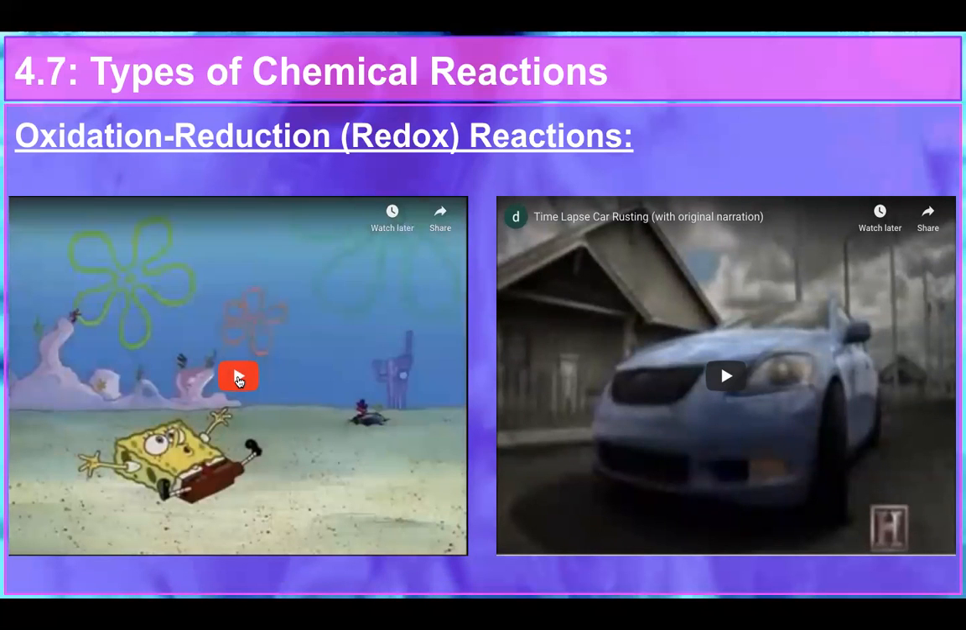Okay, so photosynthesis, as SpongeBob said, is an example of a redox reaction. Like I said, I really like that because it's so dramatic. It's really overly dramatic. But rusting is another example of a redox reaction.